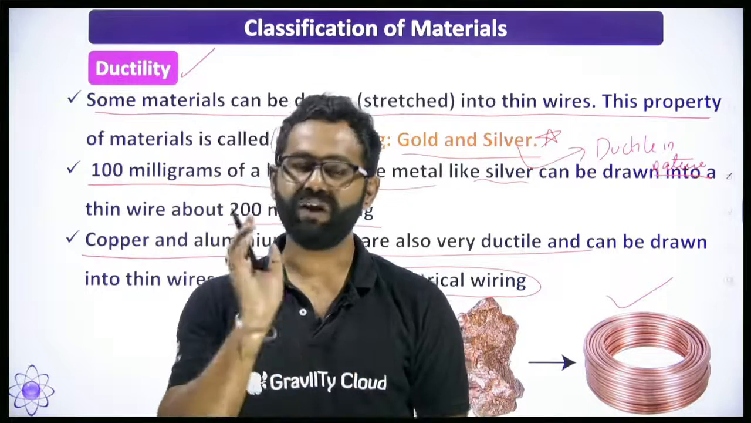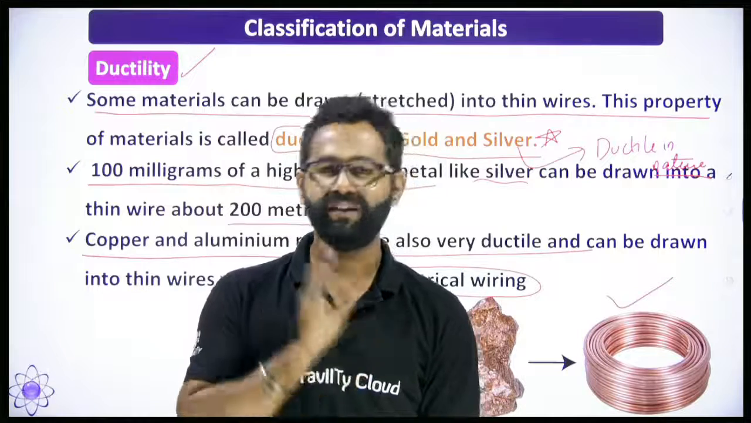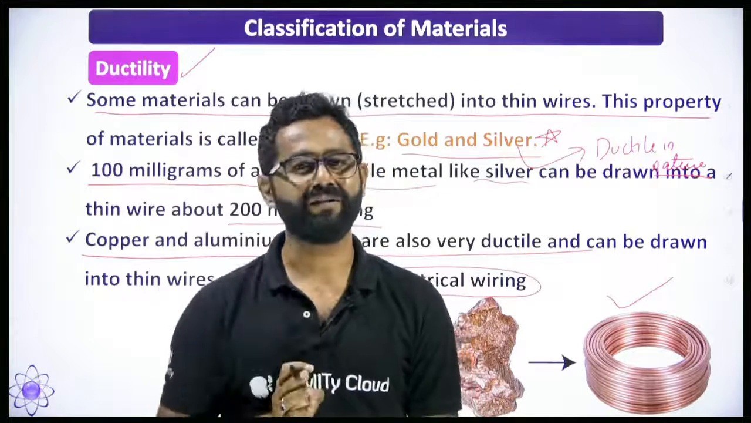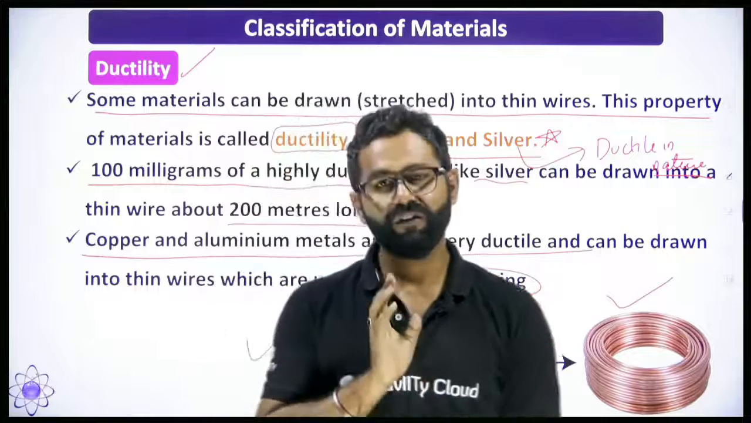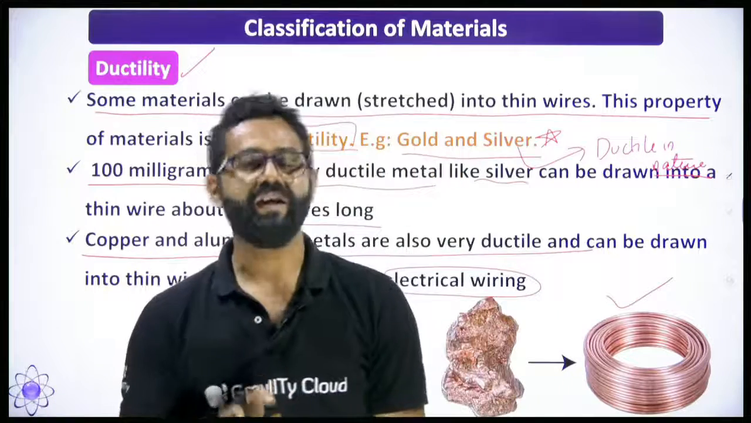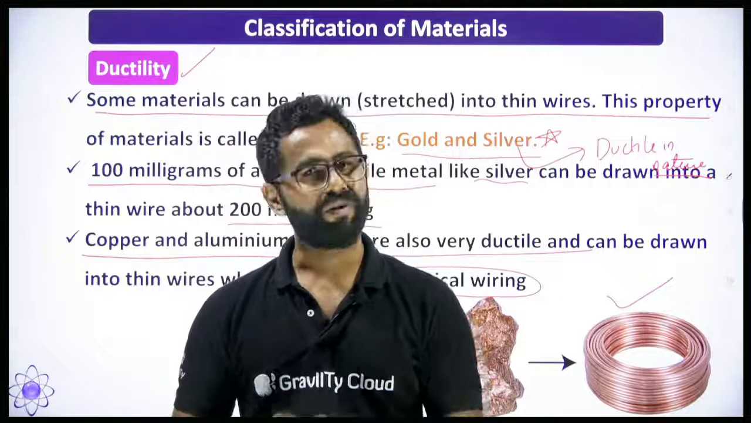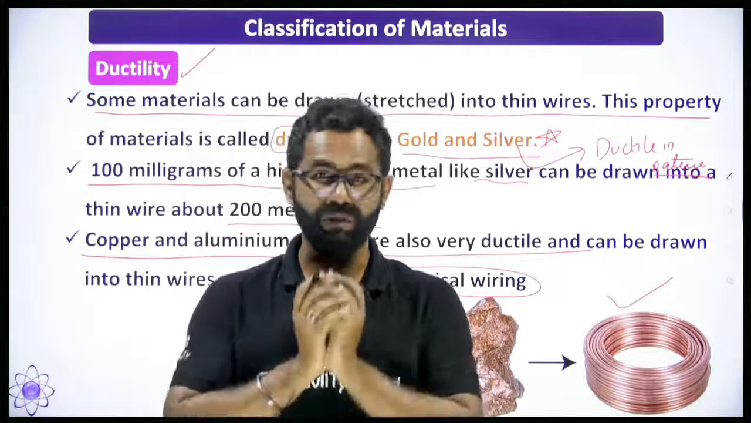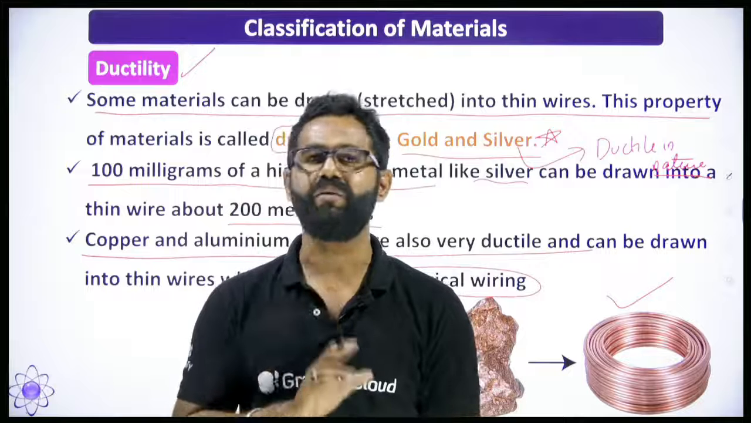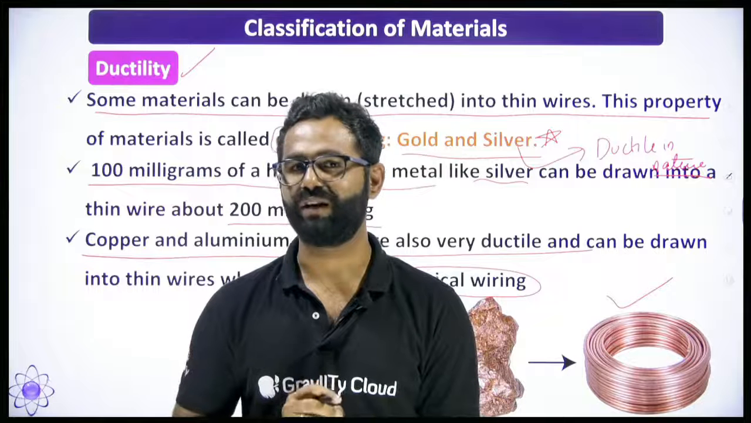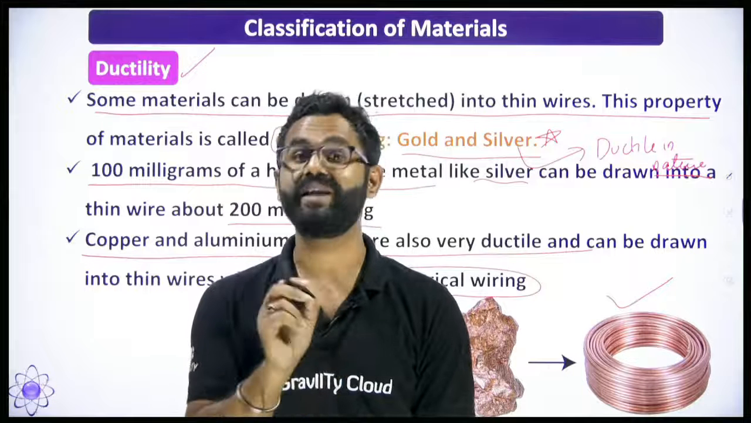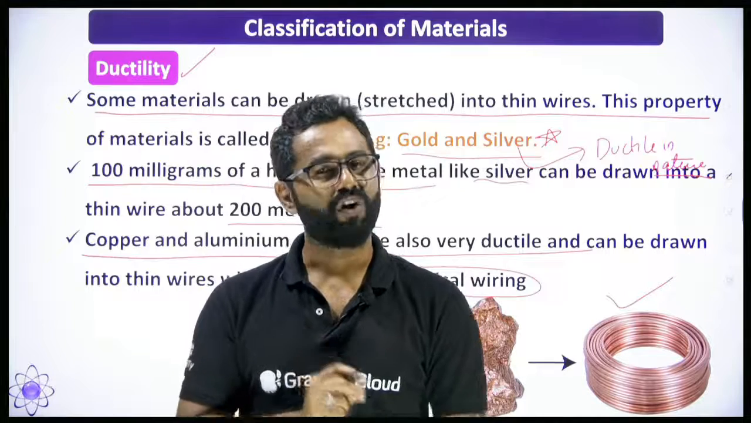So far we have understood these properties: one is shininess, second is transparency, third is hardness, fourth is malleability, and fifth is today's ductility. I hope you understood everything properly. In the next class, we will come up with new properties according to which we can classify metals or materials.